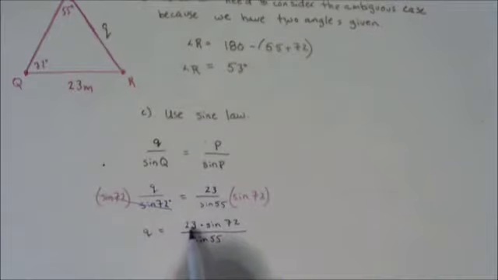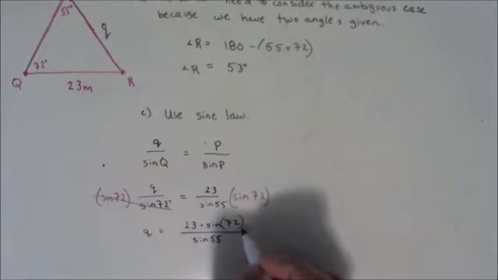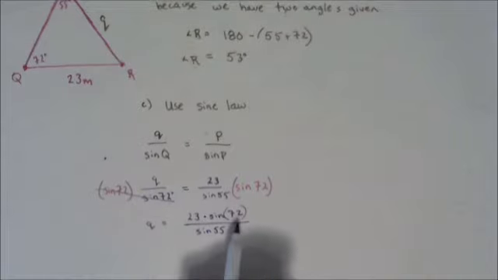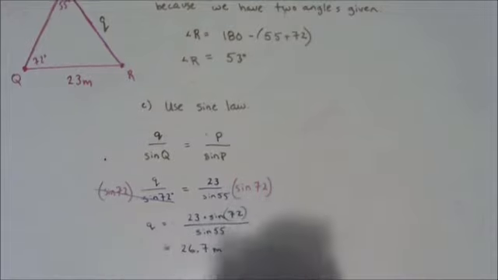You could do 23 sine 72 divided by sine 55, and it would come out just fine, as long as you remember to close the bracket that your calculator automatically will open for you. Or you could do it in 2 steps. Do the numerator first, hit enter, and then hit divide by sine 55, and you will get that the distance from P to R, the distance Q, is approximately 26.7 meters to the nearest tenth of a meter.